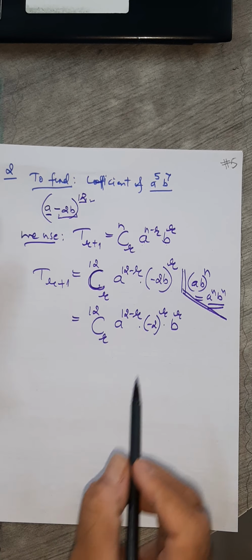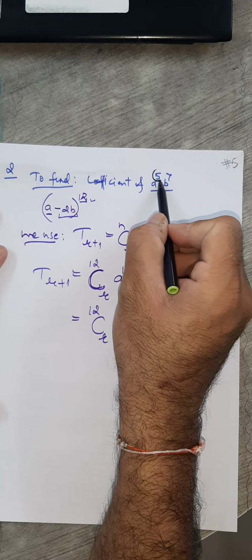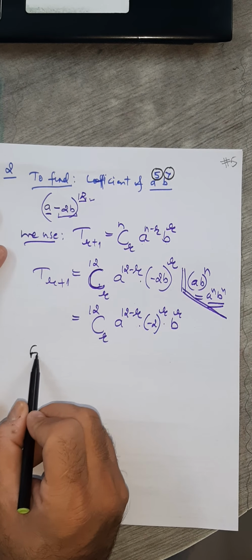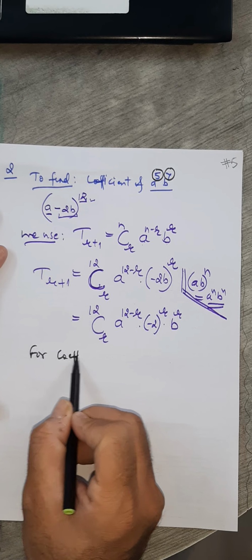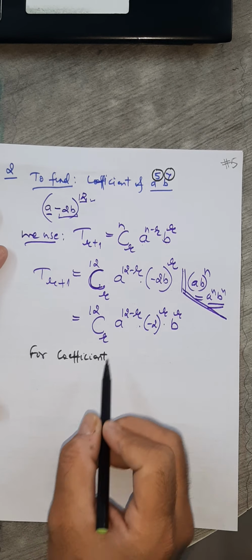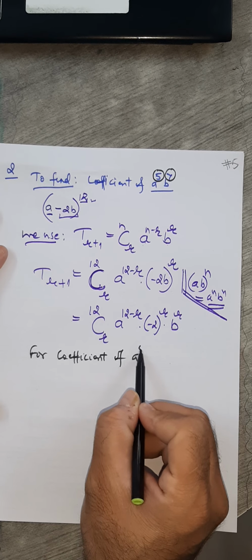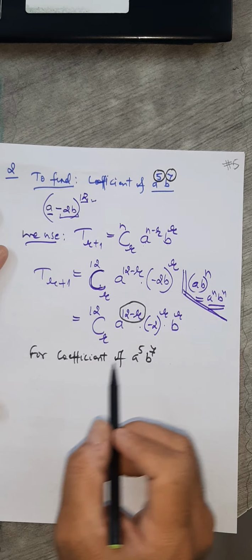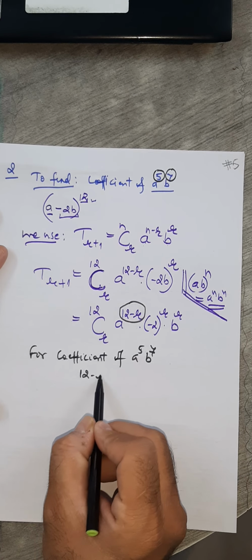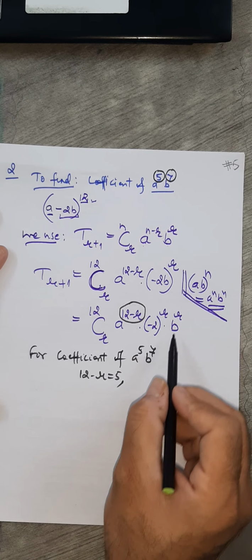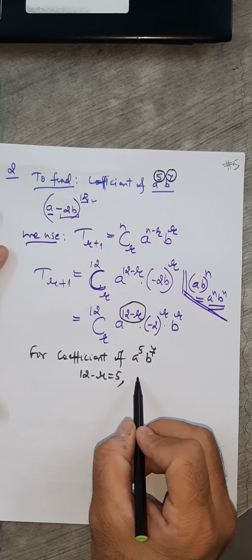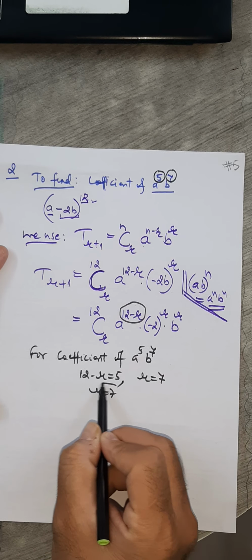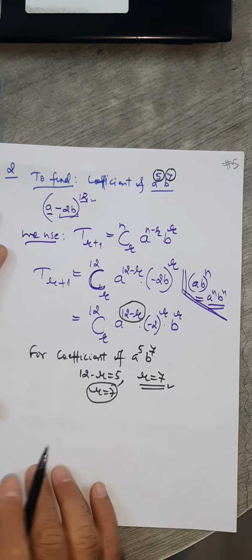a का पावर कितना होना चाहिए? पावर ऑफ a should be 5. b का पावर कितना होना चाहिए? 7 होना चाहिए. So for coefficient of a raised to 5 into b raised to 7, this should be 5, remember. a raised to 5 है ना, तो 12 minus r 5 होना चाहिए, और b क्या होना चाहिए? 7 होना चाहिए. तो यहाँ से भी आपको r बराबर 7 मिल जाएगा. Here also get the r बराबर 7. So आपको r equals to 7 मिल गया.